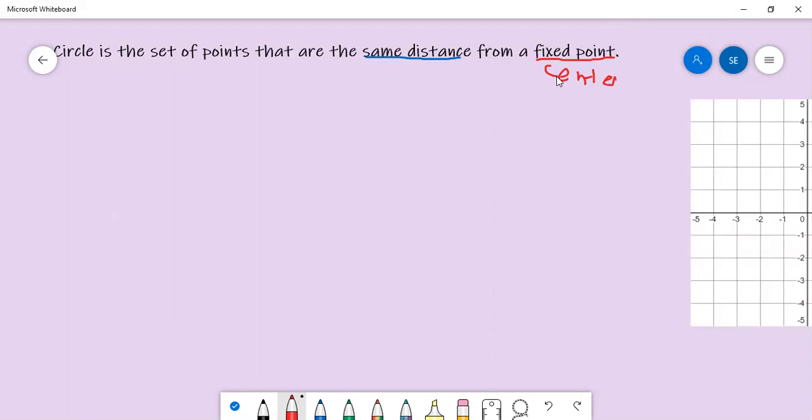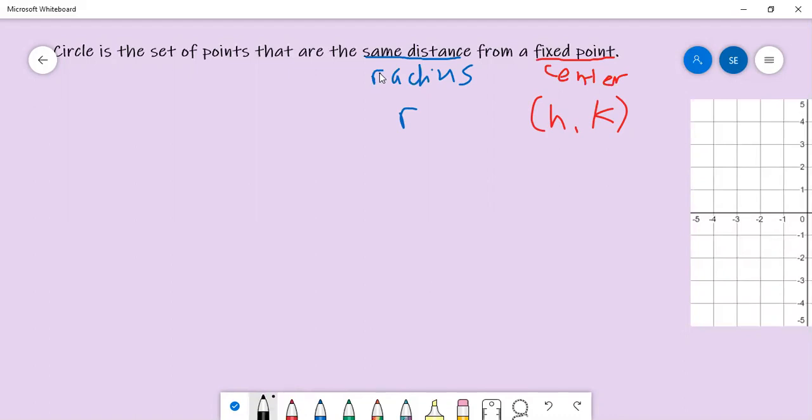Center. And the same distance is our radius. So this same distance is our radius. Now in the general form for the equation, our radius is r, and our center is a point, and we're just going to call this point (h, k). That's our center.